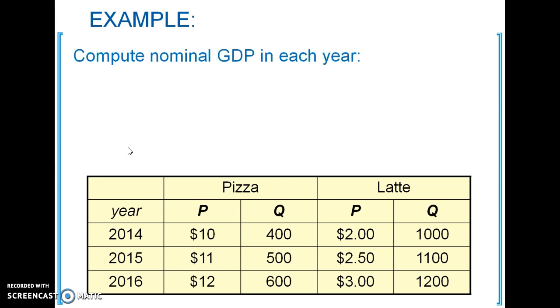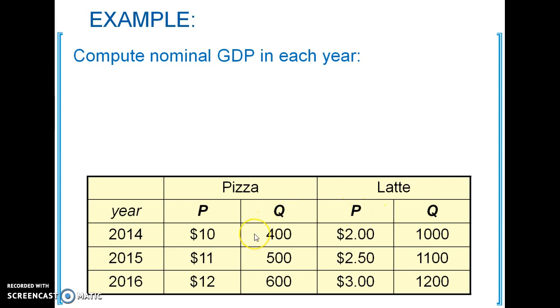Let's start off with the nominal GDP calculation. The nominal GDP calculation uses the prices from whatever year you're considering and then the quantity for that year. So in 2014, what would they see around them? They would see the price of a pizza at $10 and 400 pizzas being made. So pizzas are going to contribute $4,000 to the US economy. People would also see the price of a latte of $2 and 1,000 lattes being made. So the lattes would contribute $2,000 towards the overall GDP in 2014.